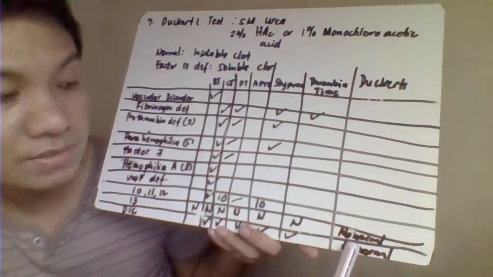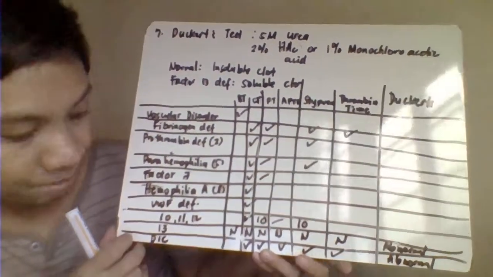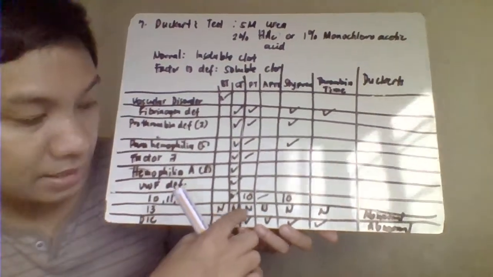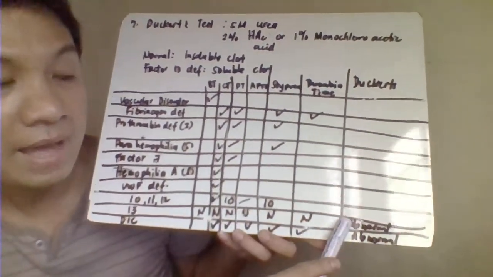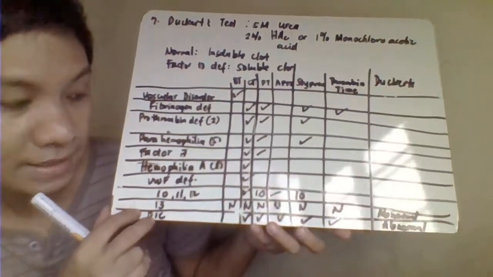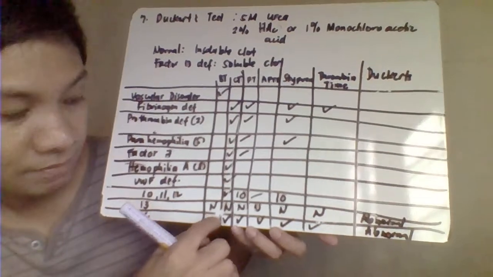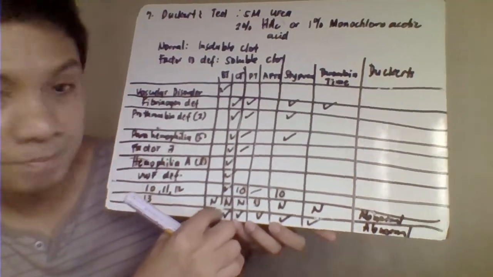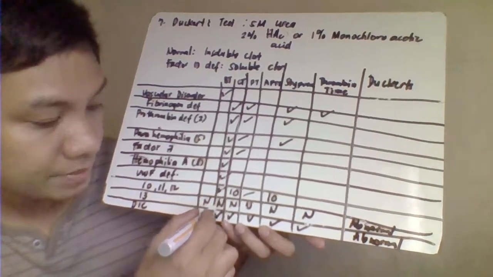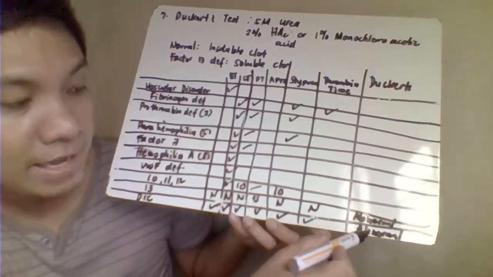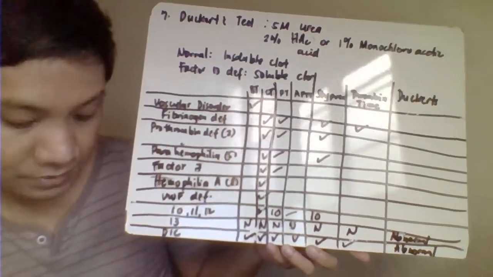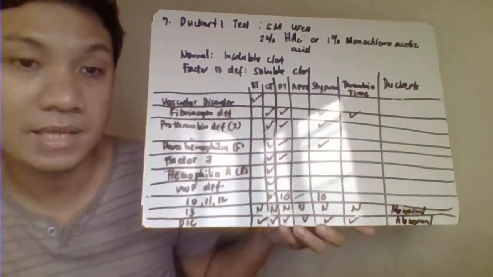Duckworth's test is only for your factor 13. Notice that in factor 13 deficiency, all test results are normal except your Duckworth's test. DIC, on the other hand, will have abnormal results in all of them, including your bleeding time and even your Duckworth's test. So that will identify DIC.